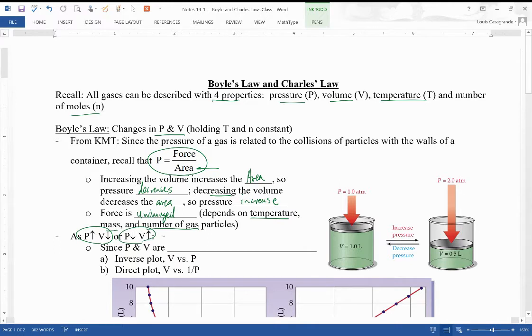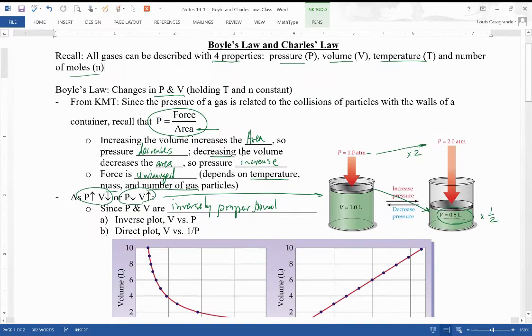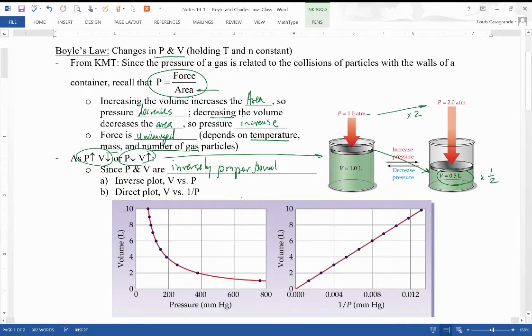And we can see that in this diagram on the right: if we take the pressure of 1 atmosphere and double that pressure to 2 atmospheres, then we're going to decrease the volume by a factor of 2. So we multiply the pressure by 2, and we multiply the volume by 1/2. And that's an inverse relationship. So we say that pressure and volume are inversely proportional. And we can draw a plot for that. And that's what the plot on the left looks like, the plot of volume versus pressure.